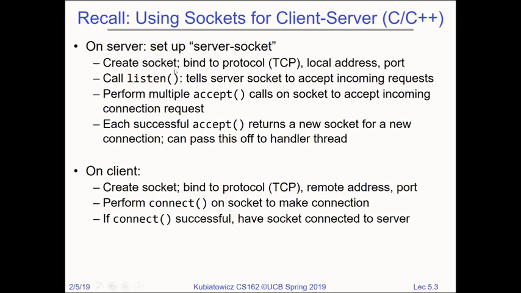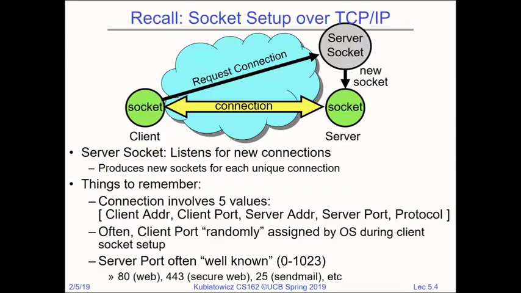And once you do listen on that server socket, then you can do multiple accepts as clients come in. And each successful accept gives you a new socket that can be part of the connection. All right? And on the client, it's simpler. You just create the socket that says which host and port you want to connect to. For instance, for TCP, you perform a connect, and assuming the server is up and everything is working out well, that connect will be successful, hopefully, and then you'll have a connection. Okay? And this was a picture that I showed you last time to give you that flavor.